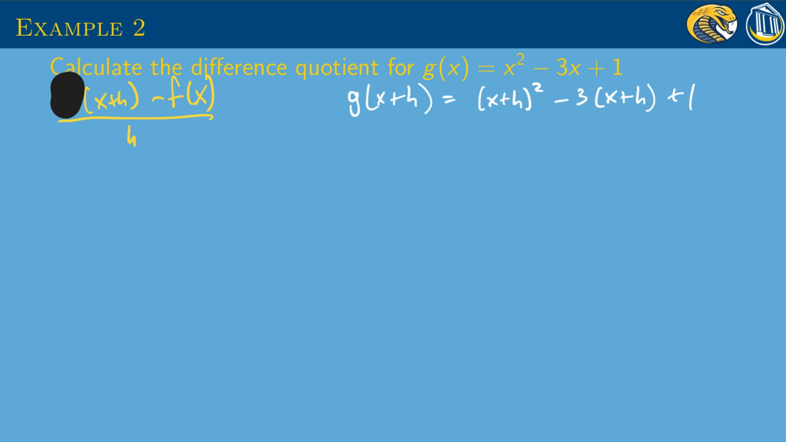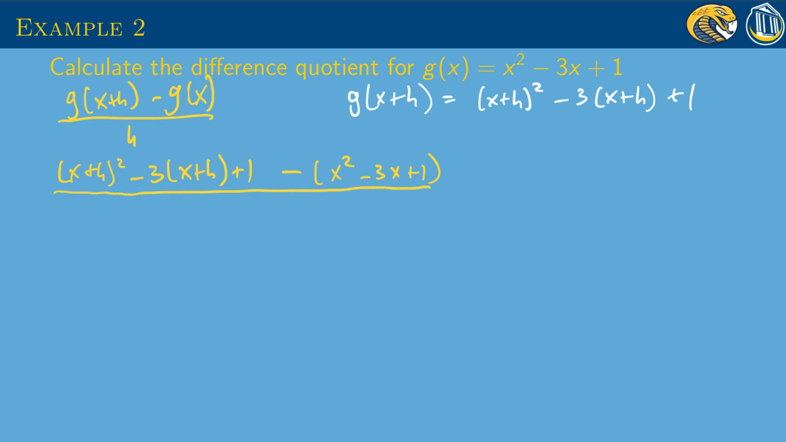In this case, f of x plus h, or I suppose more accurately, g of x plus h, is going to be, as we said, x plus h squared minus 3 times x plus h plus 1. Now we're going to subtract g of x, and we're going to subtract the entire thing, so we'll put it in parentheses, x squared minus 3x plus 1, all divided by h. Just like before, we are going to expand and simplify, and hopefully a lot of this is going to cancel. Let's see what we get.